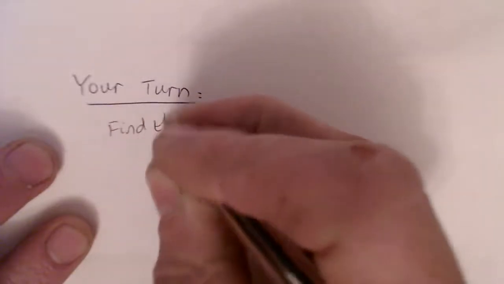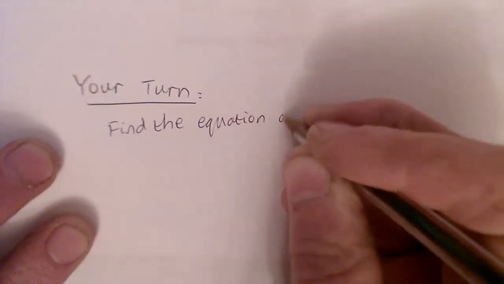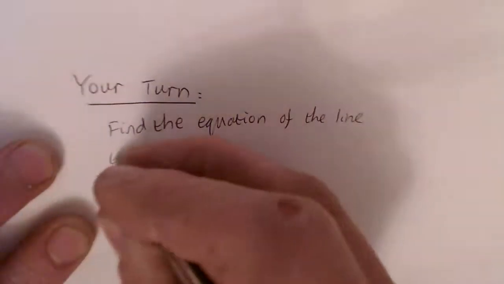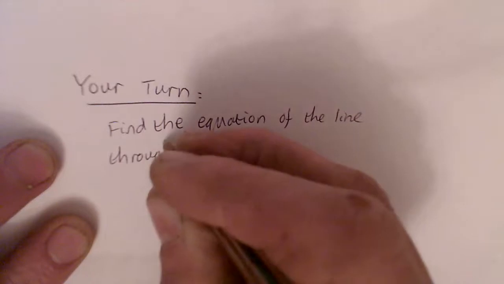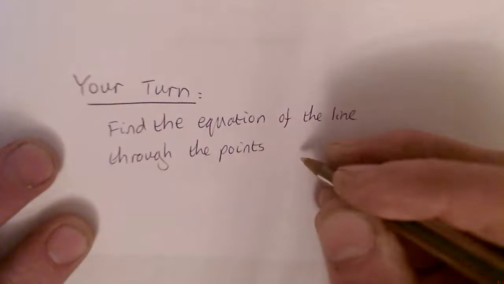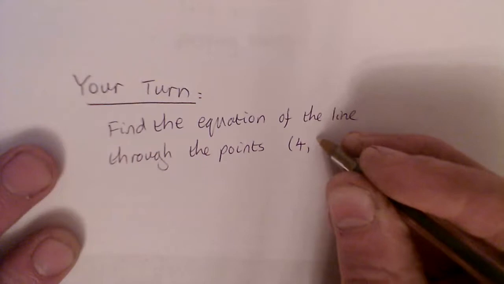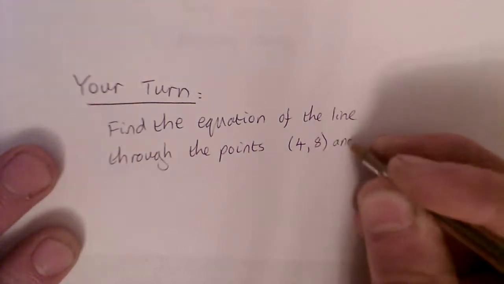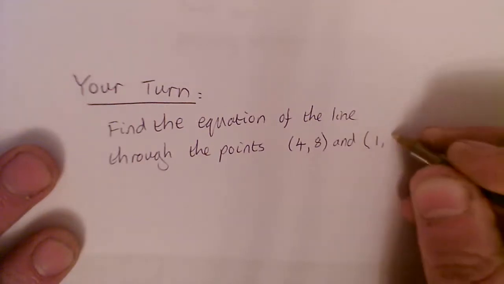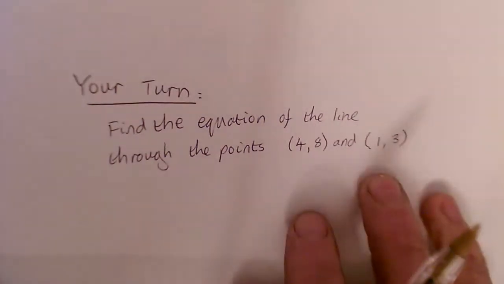So find the equation of the line through the points, and I'm going to give you 2 points. So the 2 points we'll go for this time are (4, 8) and, what have we got written down here, (1, 3). Okay, so have a go with that. I'll run through the answer to that in a moment in the next video.